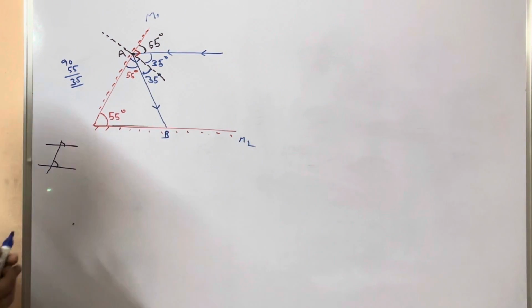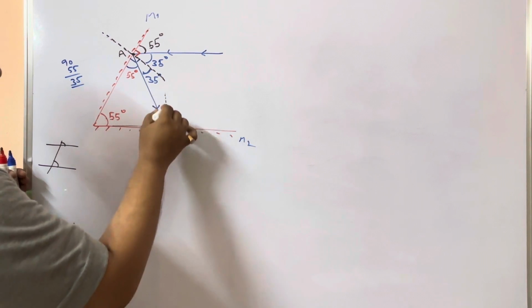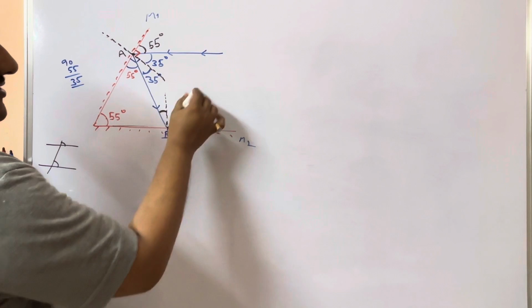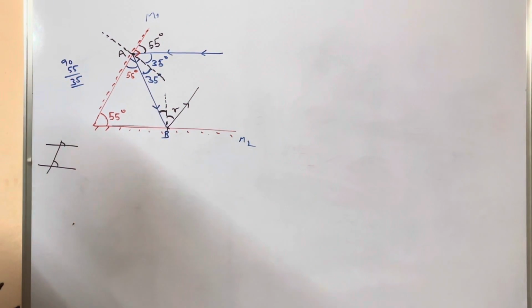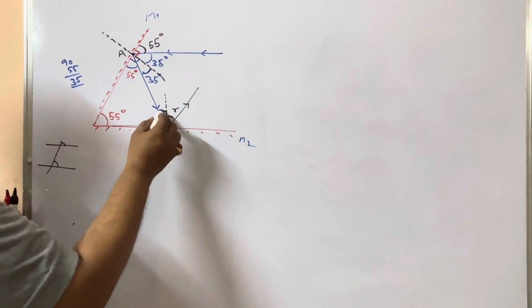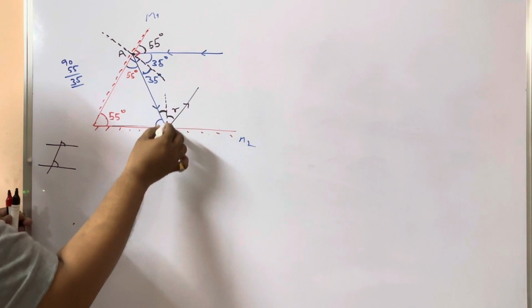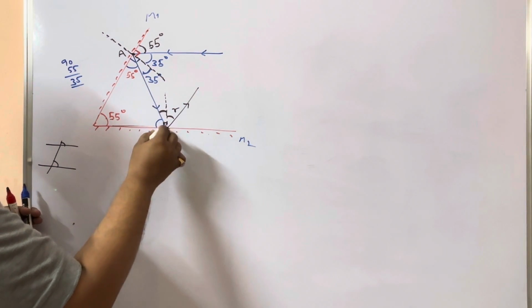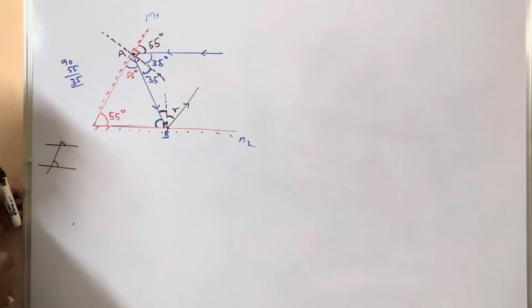Correct? Now here, what is the angle of incidence? They are asking what is the angle of reflection on the second mirror. So if you know the angle of incidence, that is the angle of reflection. Therefore, to find the angle of incidence here, first we should come to know this angle, because this is going to be the normal, 90 degrees. This is going to be 90 degrees.